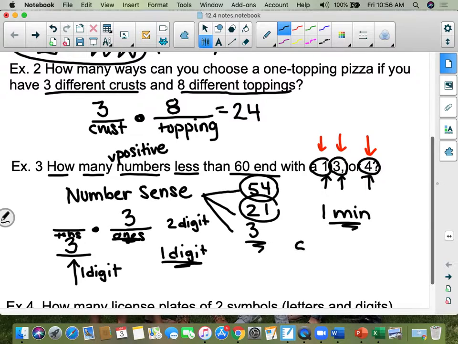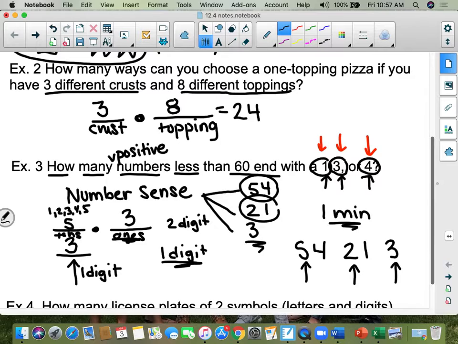Well, 54, isn't that a 5? 21, can't a 2 go in there? Can't a 3 go in that spot? You have to be less than 60. So can't a 1 go in the 10 spot? Can't a 2, can't a 3, can't a 4, and can't a 5 go in the 10 spot? Don't you have 5 numbers that can go in that spot?